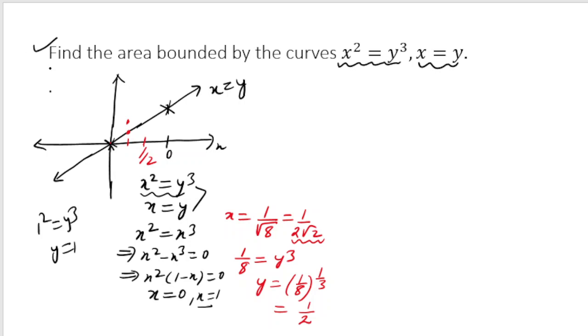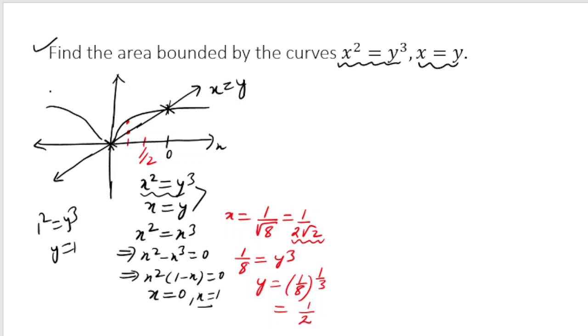So this is how the curve is going to look like, right? For the curve x square is equal to y cube, if you put x is equal to minus x, the curve will remain the same. So just for the sake of argument, this curve will have a branch on this side also.